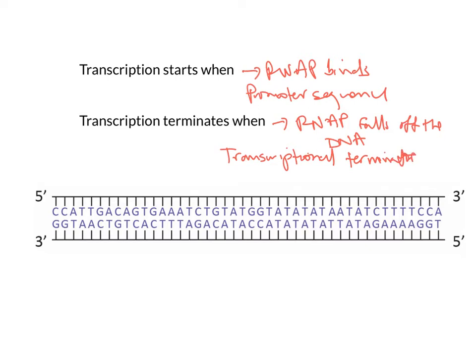So what are the specific DNA sequences that define promoters and transcription terminators? How would we find them in a piece of DNA like the one shown here? Okay, so let's start with promoters.